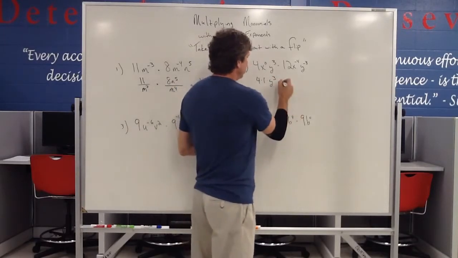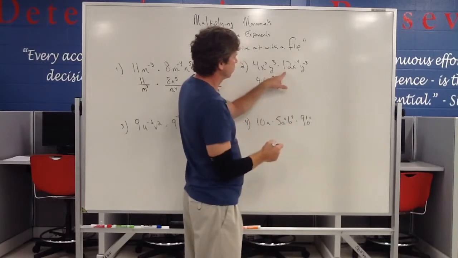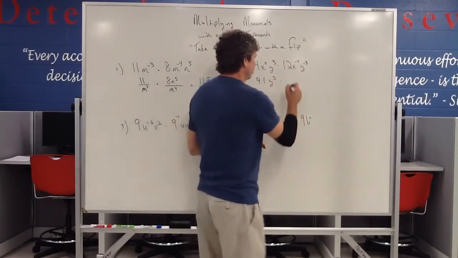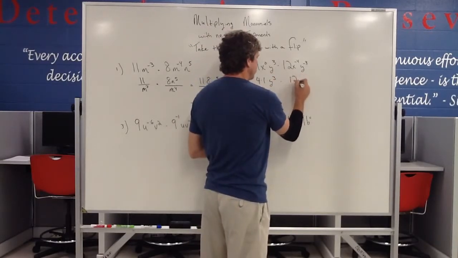And then here we have the 12 is not raised to a negative exponent, but notice that these two terms, the x to the negative 4 and the y to the negative 3rd, are both negative, so I'm going to flip those to the denominator.